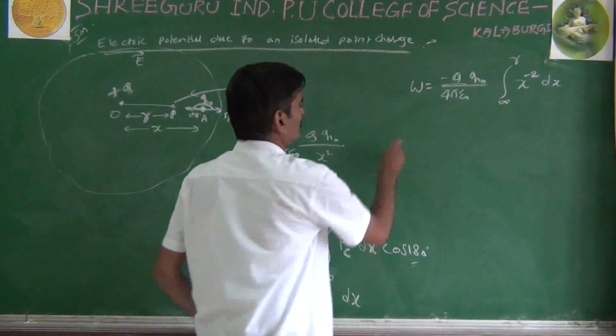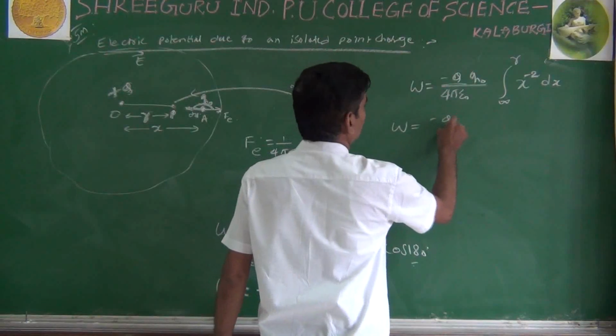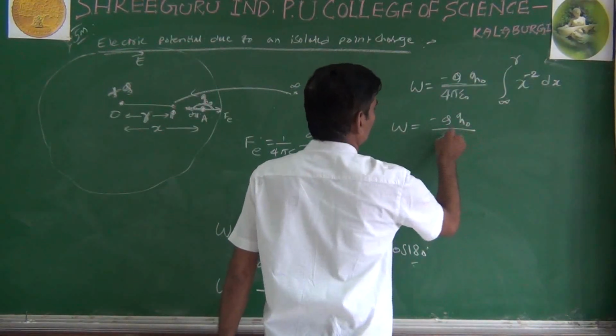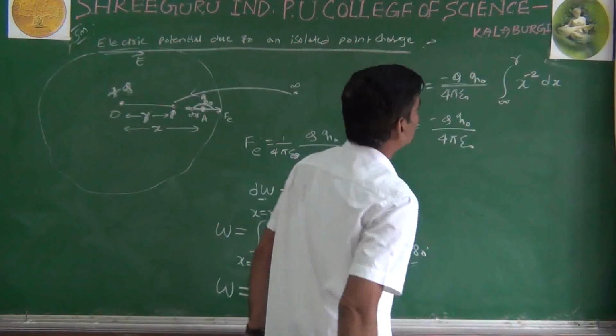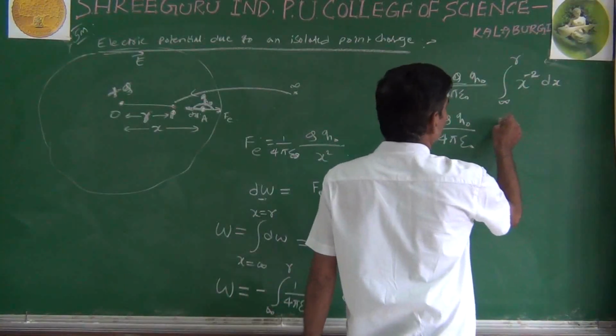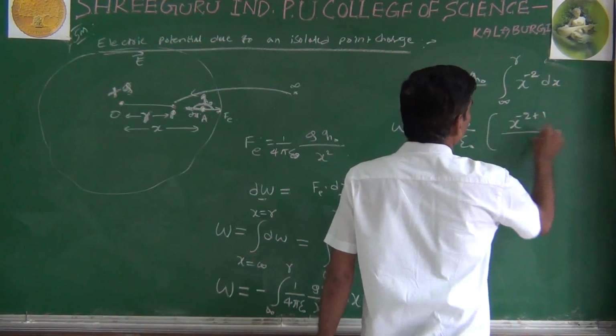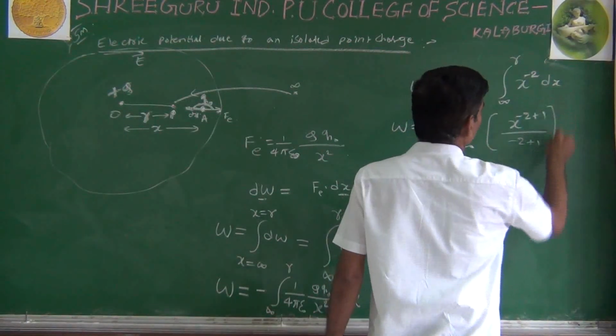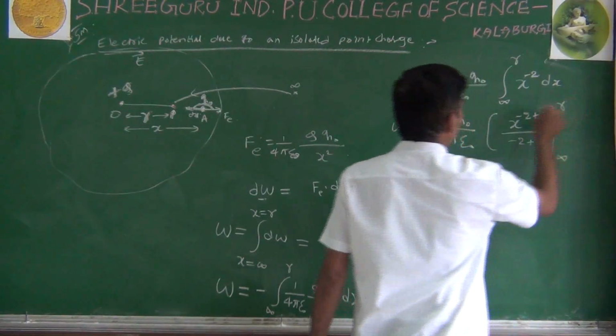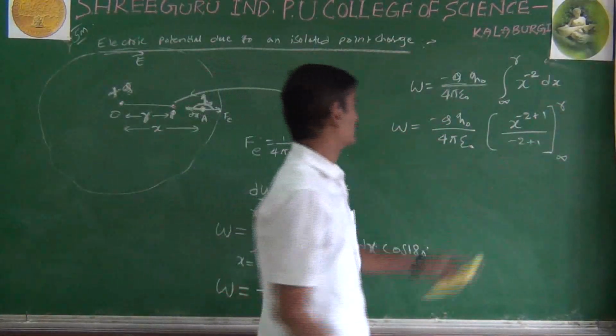Using that you can write W is equal to minus Q0 by 4 pi epsilon naught. After integration you will get x to the power minus 2 plus 1 divided by minus 2 plus 1, from infinity to r. Minus 2 plus 1 is minus 1, and this is also minus 1.